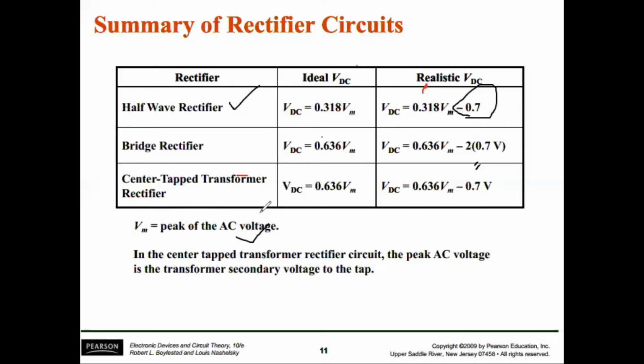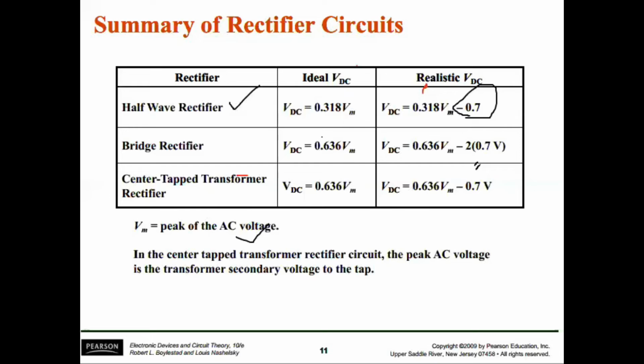So in a center tap rectifier circuit, the value of the average voltage will be higher than the bridge rectifier, but the efficiency of a bridge rectifier is higher than the center tap transformer.